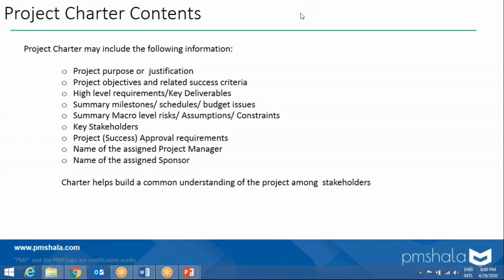Objectives. Yesterday we spoke. Objective is the success criteria of the project. All right, we define them in initiation. Meeting objectives is one of the characteristics of a project. So these objectives, we clearly define them here in the charter.